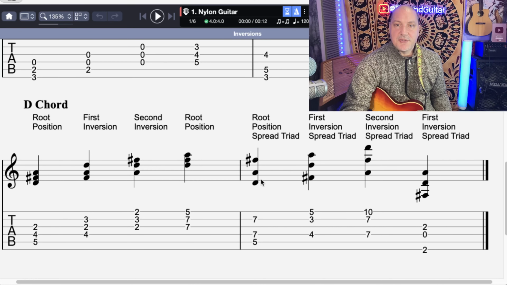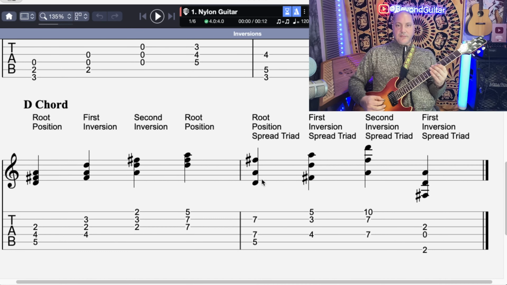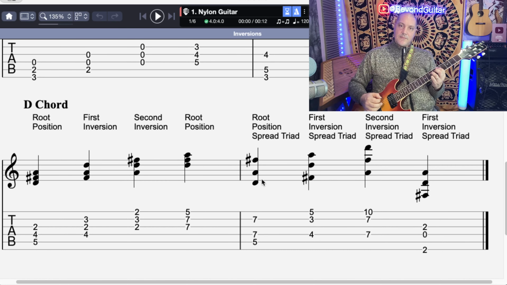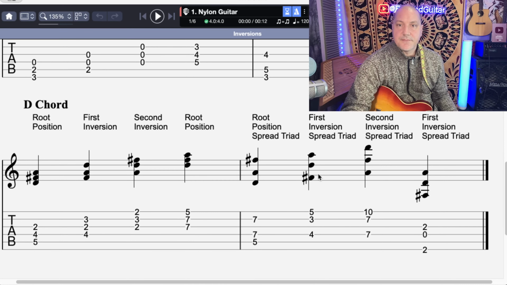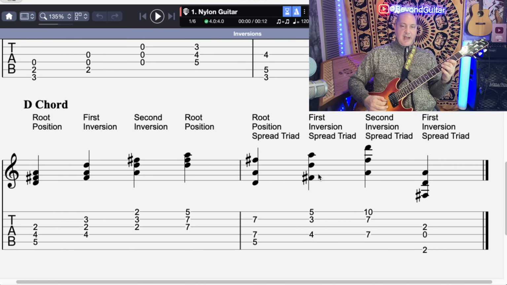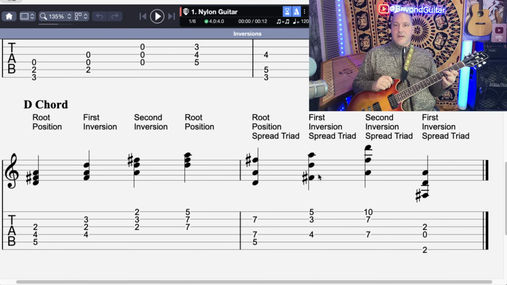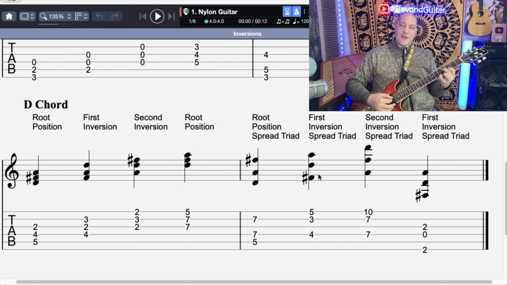Okay, keep going. Let's do our spread triads. All right, here we have a D, followed by A, followed by F sharp. Big space between the notes. Since D is at the bottom, we know that that's a root position spread triad. Next. Now we have F sharp on the bottom, D in the middle, A on the top. Okay, the third of the chord is at the bottom, therefore this is a first inversion chord.